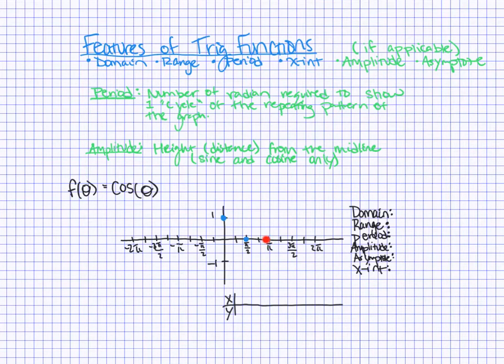I'm going to keep doing this. So at pi, what is our x value? Well, our x value there is going to be -1. At 3 pi over 2, what is the x value on our unit circle? Well, that again is going to be 0. And then at 2 pi, what is my x value? Well, we've come all the way back around and we have an x value of 1.